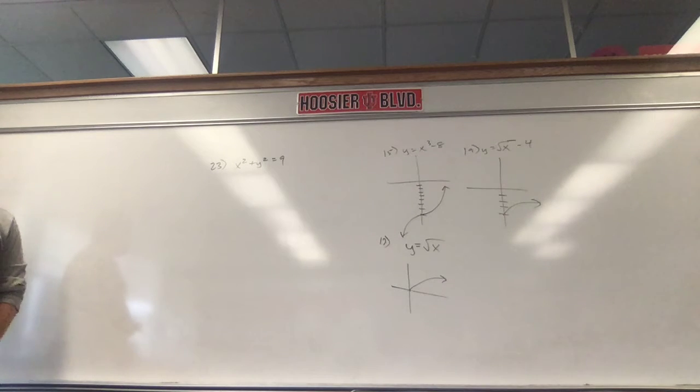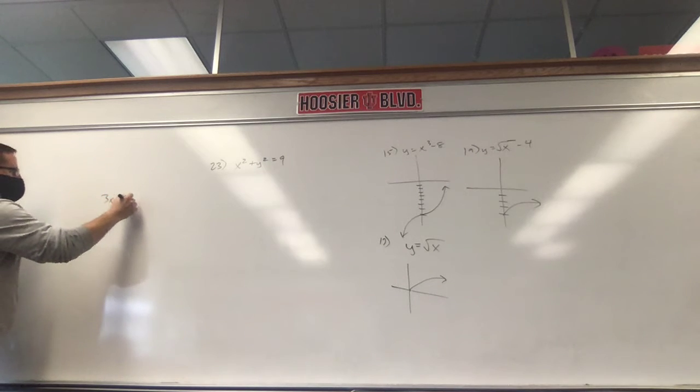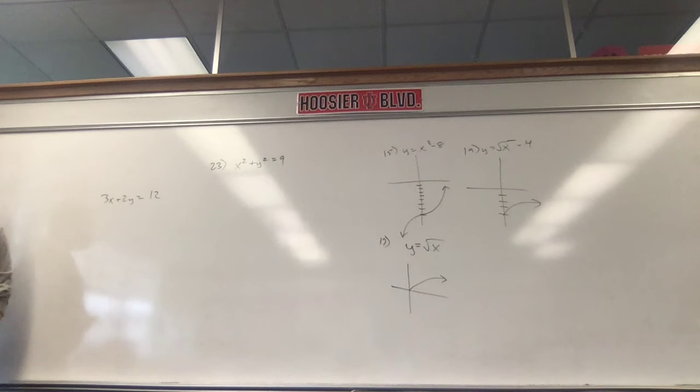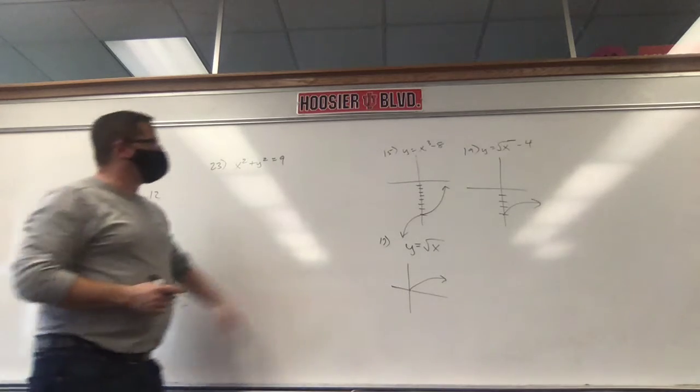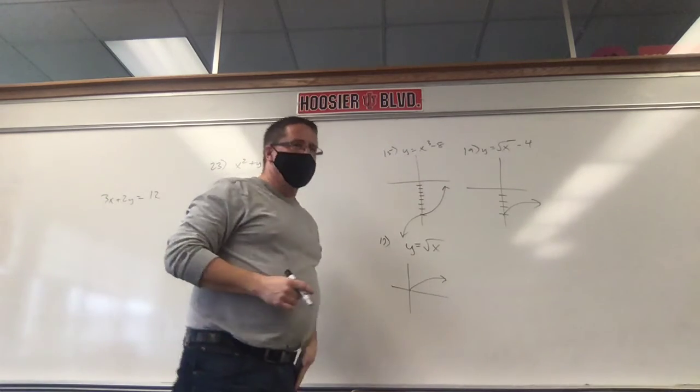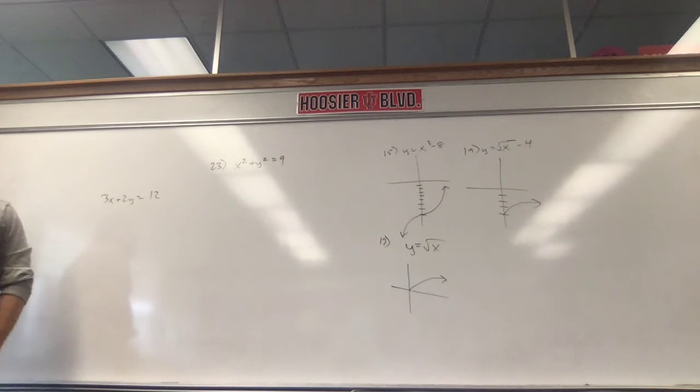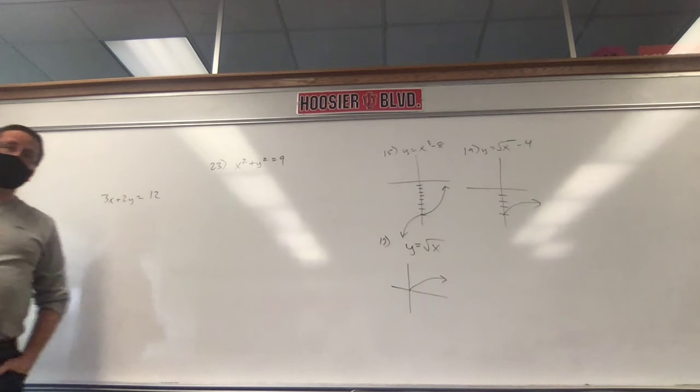It's got x and y, and it's not x equals or y equals, because they're on the same side of the equation. If I give you this right here, 3x plus 2y equals 12, that's a line. Why? It's not squared. Why is this not a line? Both of them are squared. How come this isn't a parabola? They're both squared, okay? If neither of them are squared, it's a line. If one of them is squared, it's a parabola.